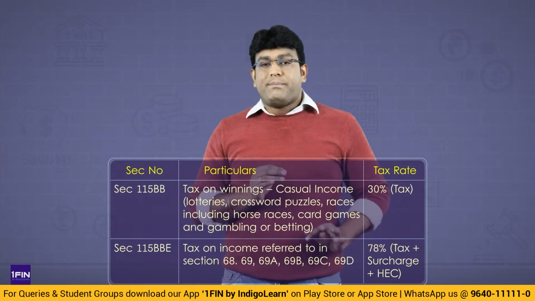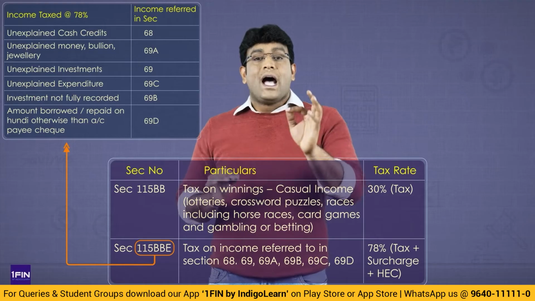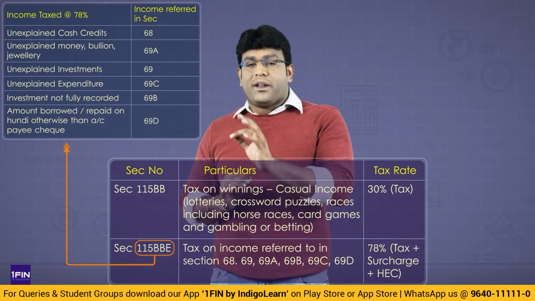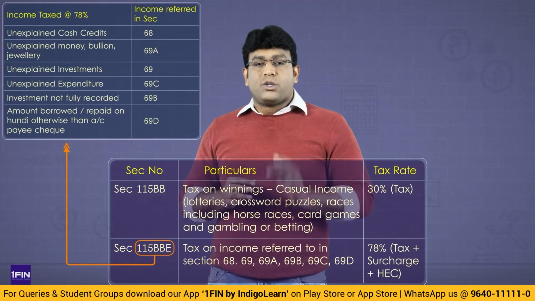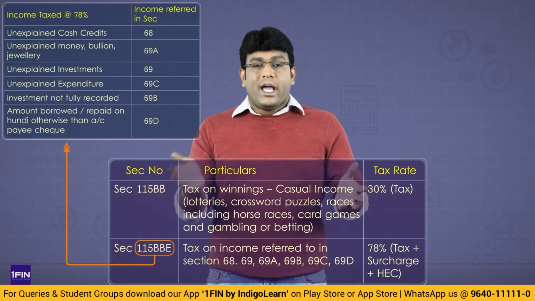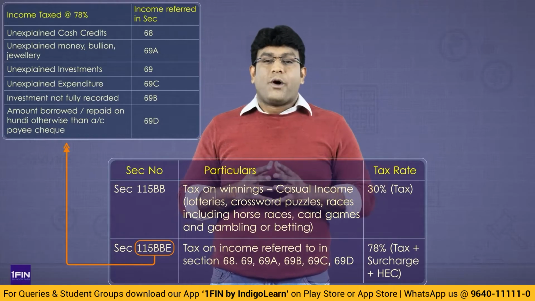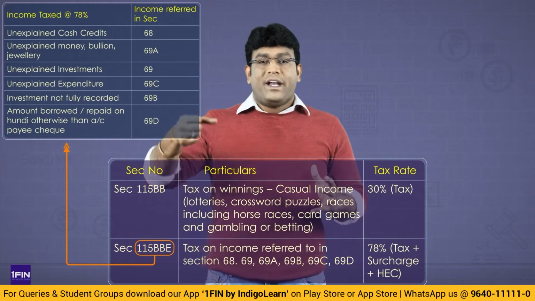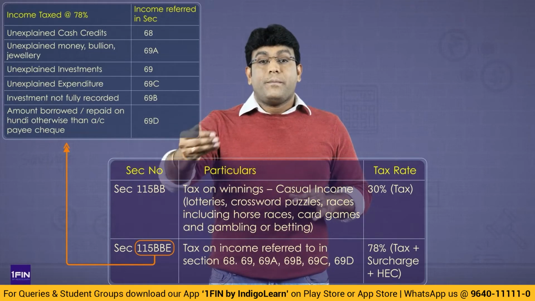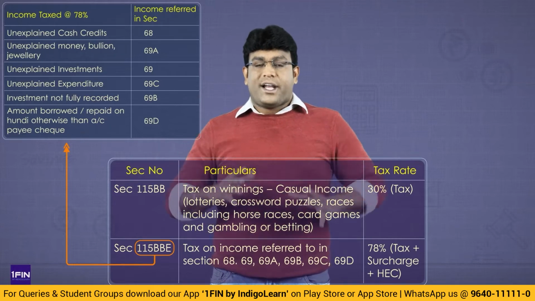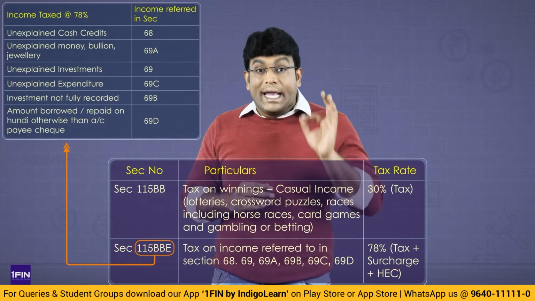And what is covered in 115 BBE is unexplained cash credit, unexplained money or bullion or gold, unexplained investments, investment not fully recorded, unexplained expenditures, amount borrowed or repaid on hundi otherwise than through account payee cheque. Hundi is nothing but a bill of exchange or a negotiable instrument. In fact, that was very popular once upon a time, where they used to put one revenue stamp and create one bill of exchange. Against that, they used to take loans and repay the loans. So these are the two interesting tax rates we discussed till now, that is section 115 BB and section 115 BBE.